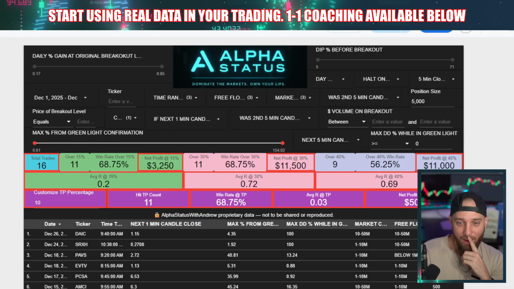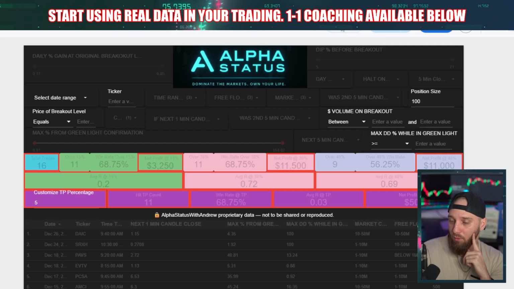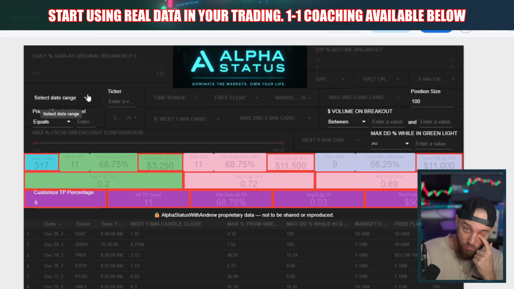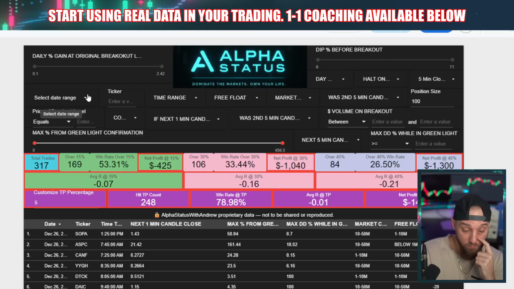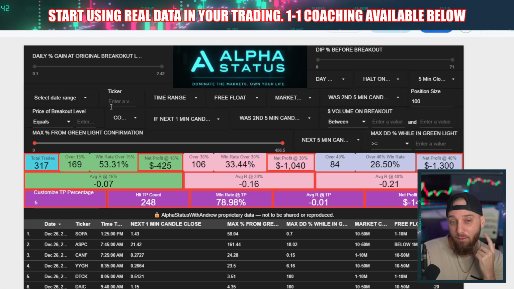And by doing that, I've been able to find 6 setups with over a 70% win rate. And the green light special breakout is one of those setups. So for example, let me show you exactly how I found the green light special breakout.